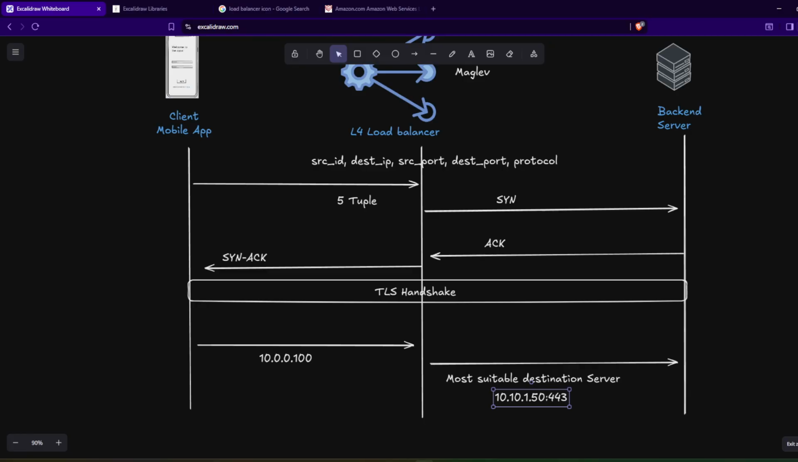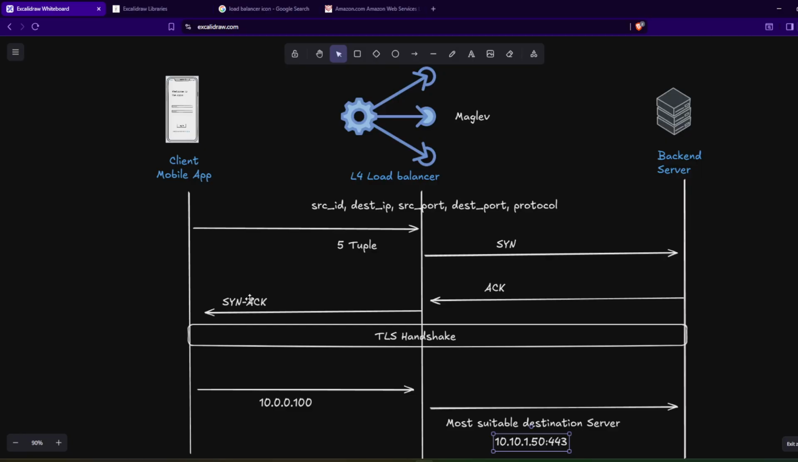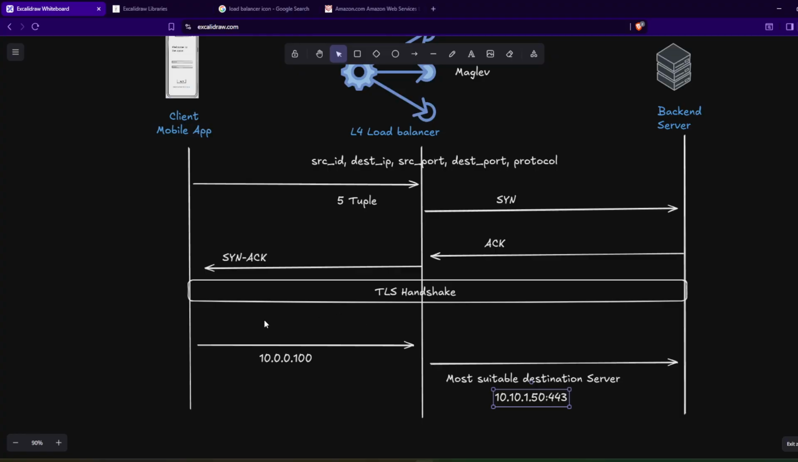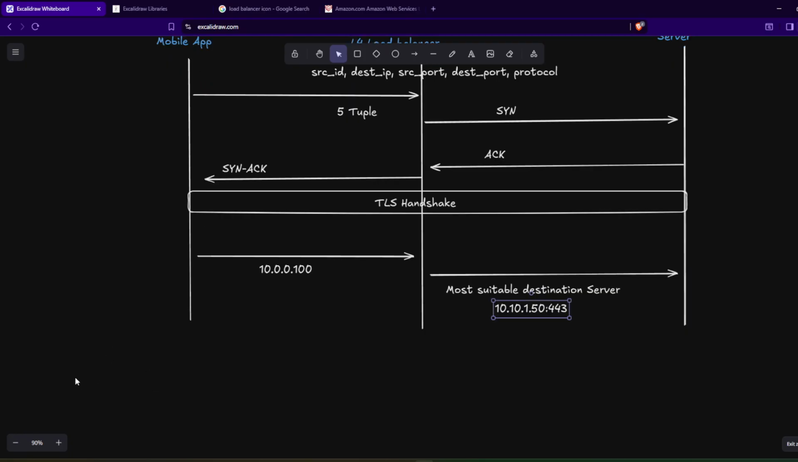All right, so on a very high level, this is a very basic mechanism of the L4 load balancer. Now let me ask you one question. If we are able to understand that, then probably we understand the L4 load balancer completely. So the question that I want to pose to you is, can an L4 load balancer enforce rate limiting based on the HTTP auth header?